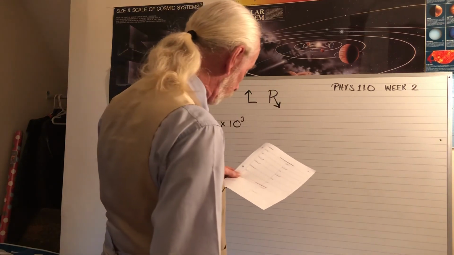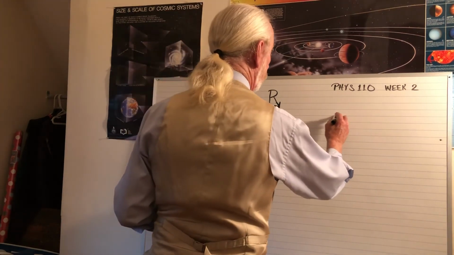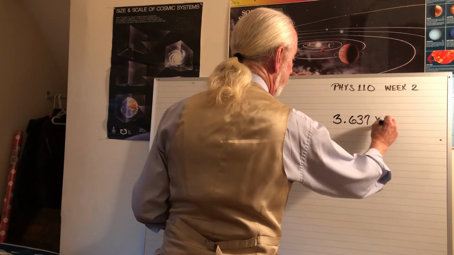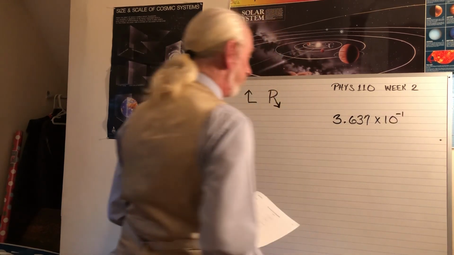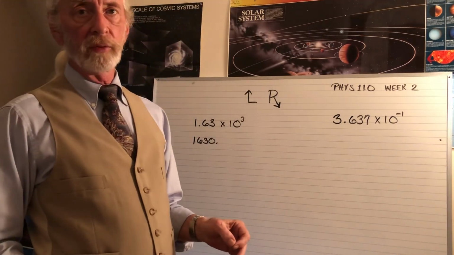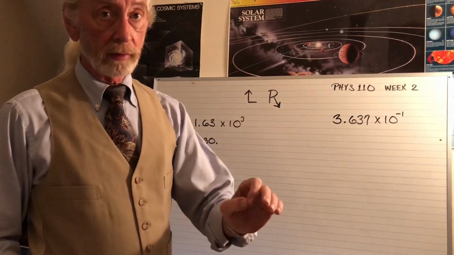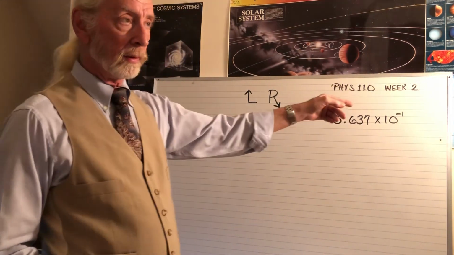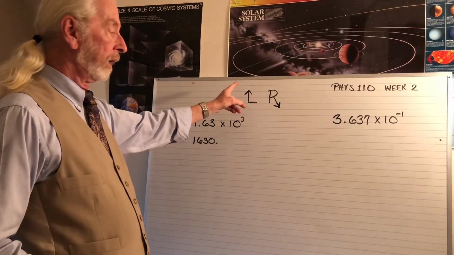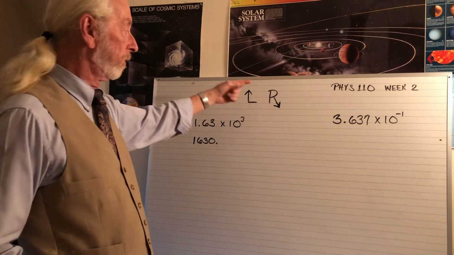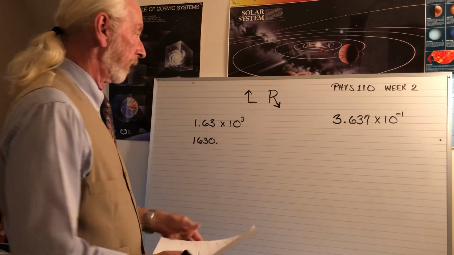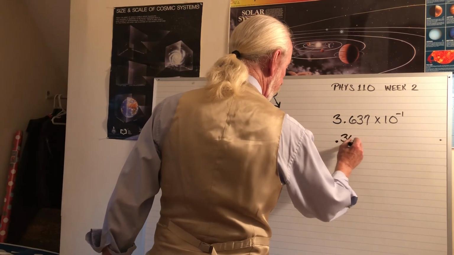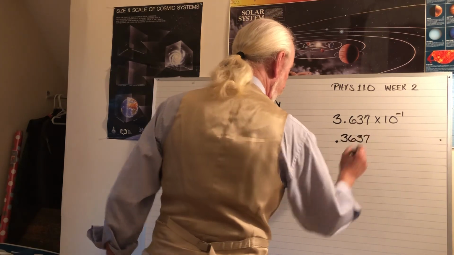For the next example, I have 3.637 times 10 to the negative 1. All right. I want it in standard notation, which is 10 to the 0. So from a negative 1 to a 0, my exponent's going up or down? Well, it's going up. And if it goes up, my decimal moves left. There it is.